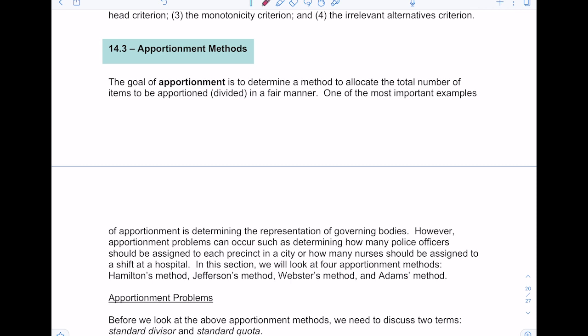There are four methods that we're going to look at: Hamilton's method, Jefferson's method, Webster's method, and Adams' method. Again, these four methods are used for apportionment. You don't want to confuse them with the four voting methods that we talked about in 14.1: plurality, Borda count, plurality with elimination, and pairwise comparison. Those are used for voting.